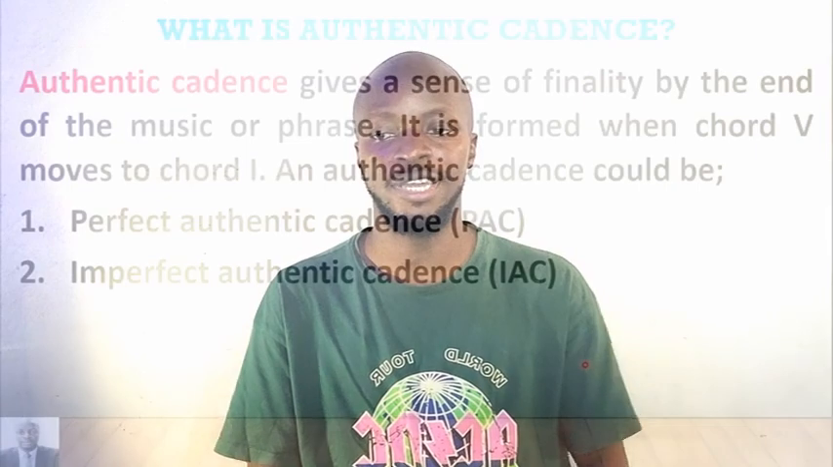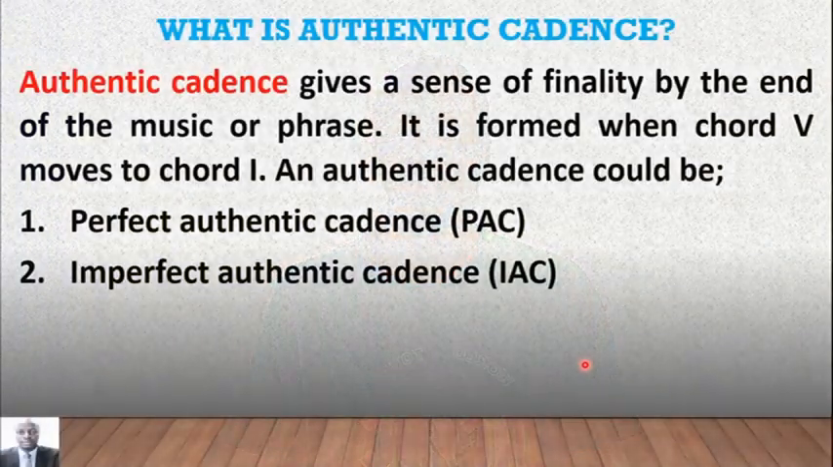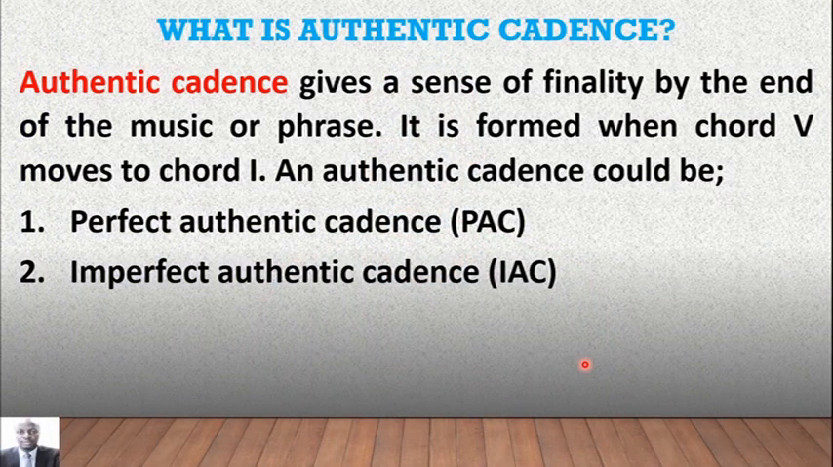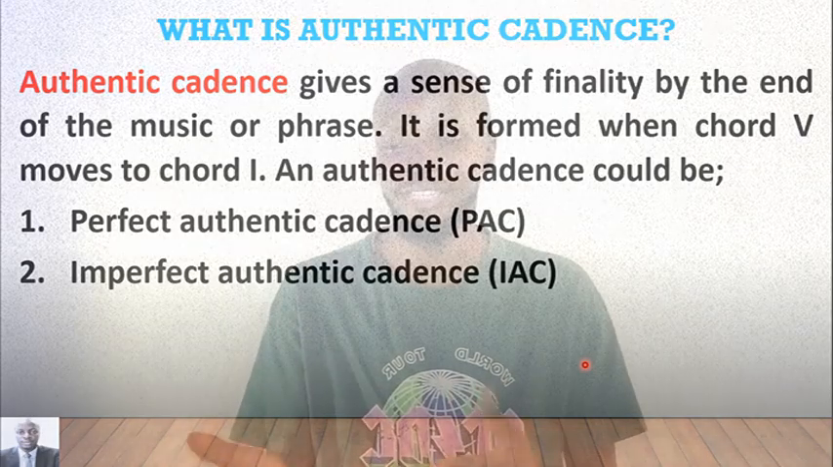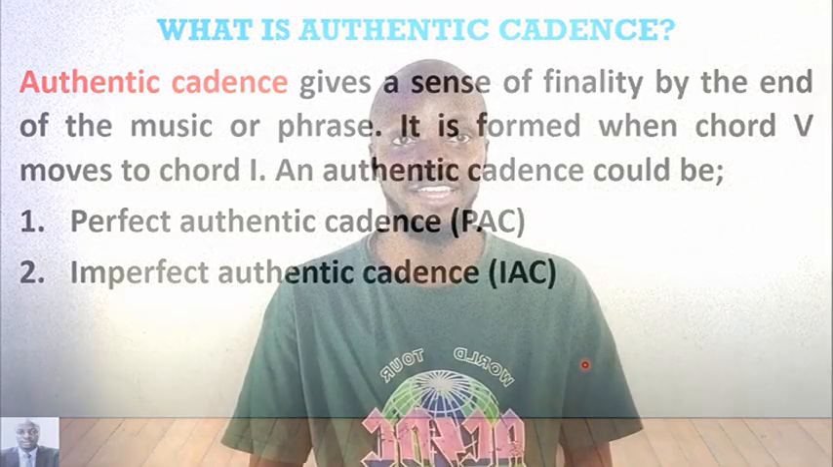So today we want to talk about another important aspect, and this important topic is called the authentic cadence. All right, so what is authentic cadence? Authentic cadence gives a sense of finality by the end of the music or phrase. It is formed when chord 5 moves to chord 1, right? So, like I said previously, an authentic cadence could be perfect authentic cadence, that is PAC, or imperfect authentic cadence, IAC.